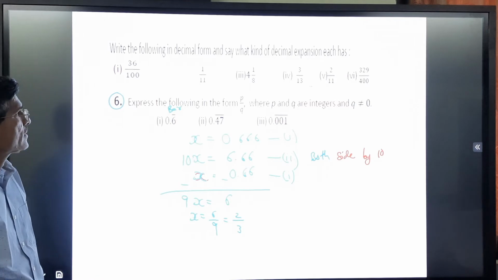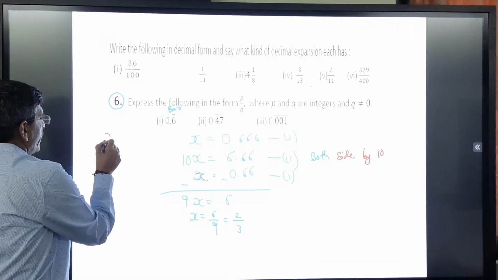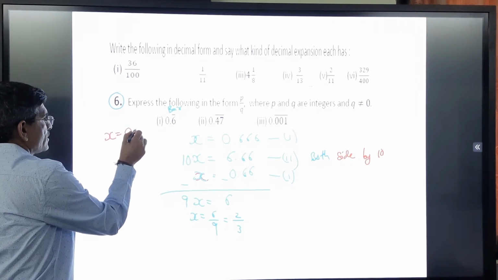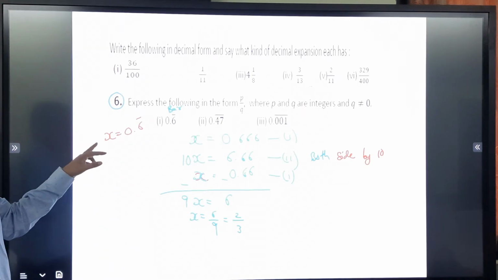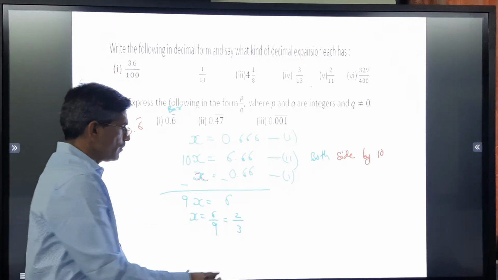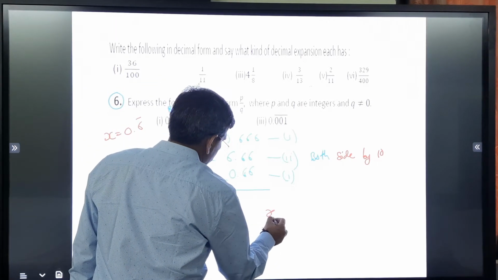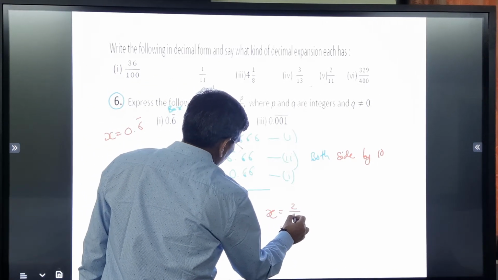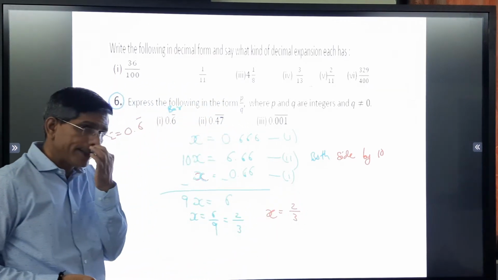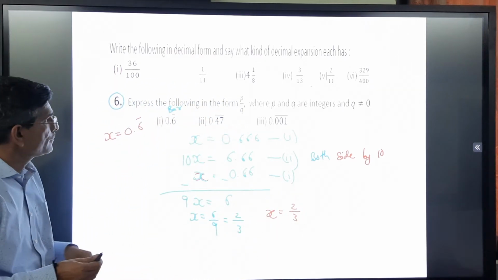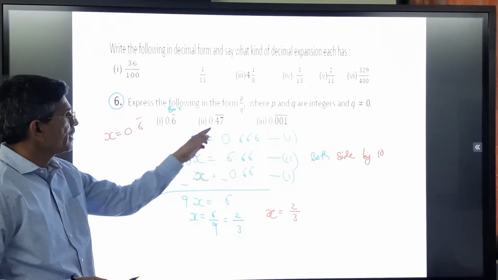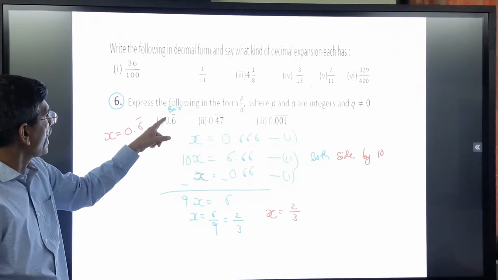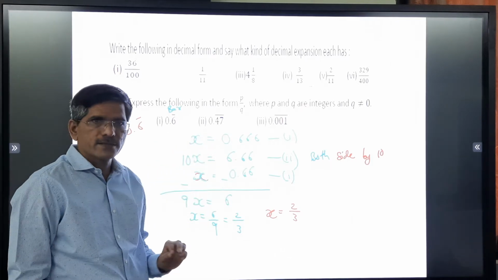So when the question is in the form of x is equal to 0.6 bar, we have to convert it into P upon Q form. Therefore x is equal to 2 upon 3, that is P upon Q form. Again I explain, x is equal to 0.666 because bar means repeated. When bar is there, at that time we have to do the repetition.